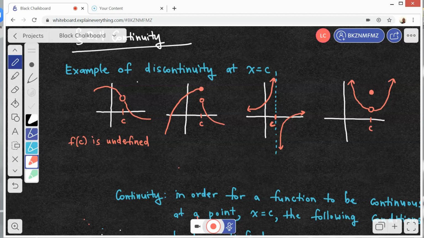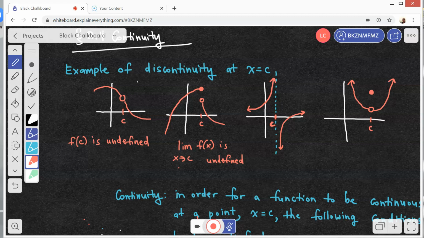So what we're going to write is the limit as x approaches c of f of x is undefined. And so what we're saying is the limit from the left is not the same as the limit from the right.